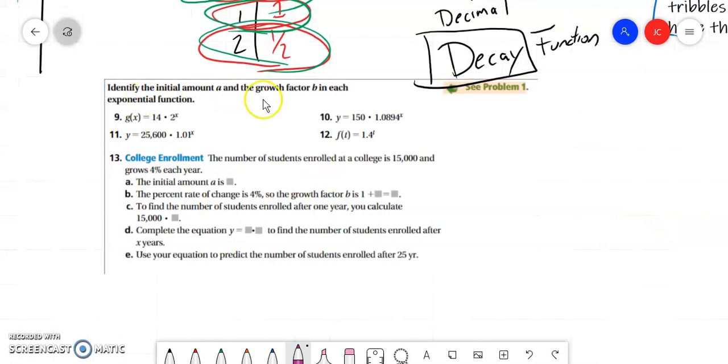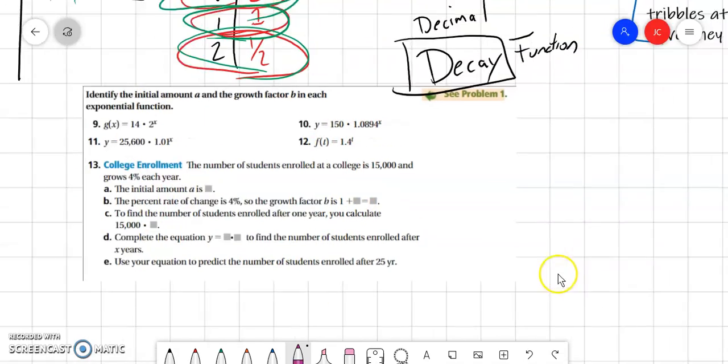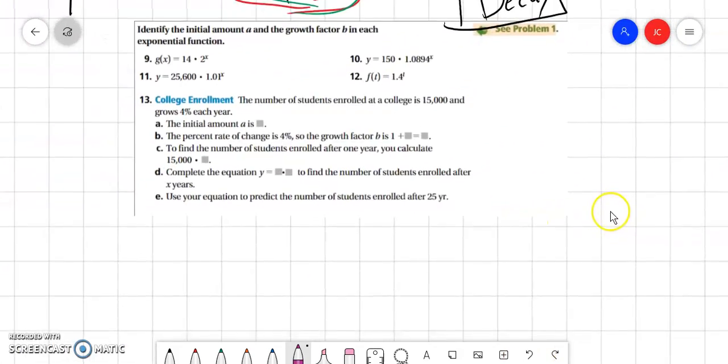For your homework, I want you guys to try these right here. Just a couple problems, and if you have any difficulty with these, just send me an email.